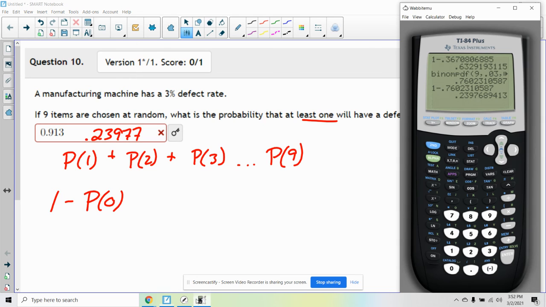Or if you really want to double check your work, you could say, okay, let me find the probability of 1 defect, and then 2 defects, and then 3 defects, and all the way up to 9 defects, and add them up. You should get the exact same thing.